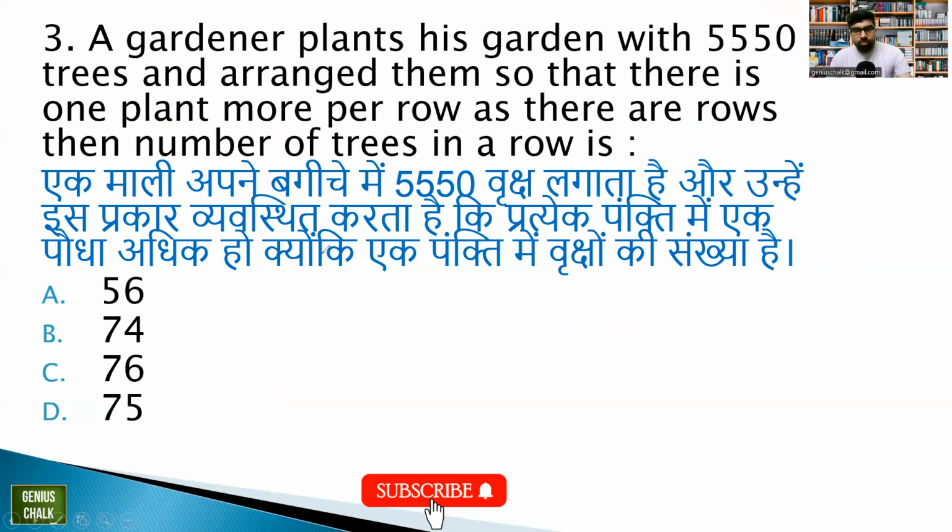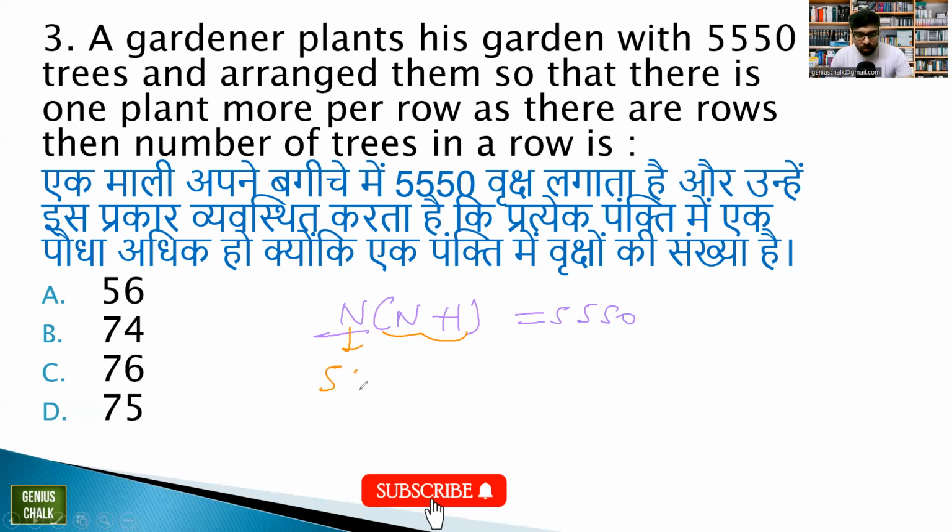So guys, the point here is, let's say the number of rows is n, and the total number of plants has to be 5550. So this is a quadratic equation. If you try this quadratic equation, it will be a long equation and you need time to solve it. So the best thing we can do here is put in the options.